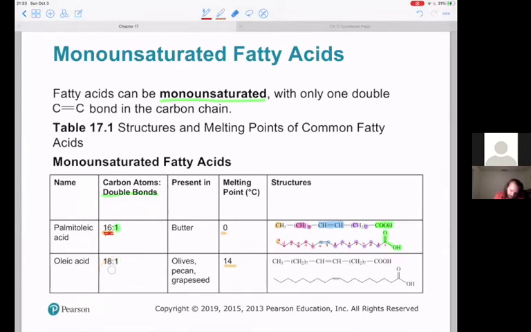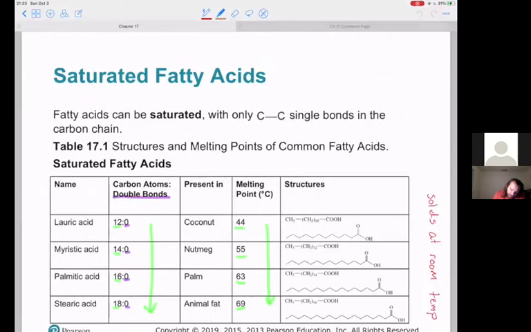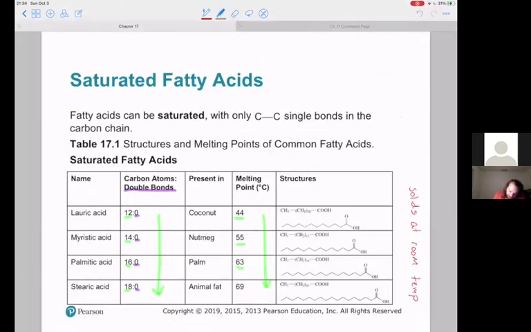Compare melting points. Oleic acid has a melting point of 14 degrees Celsius. So you have to be below 14 degrees for it to be a solid. Whereas stearic acid has a melting point of 69 degrees Celsius. Okay, so it's a solid all the way until you get to 69 degrees, and then it will melt, right? So that's a pretty big gap just by introducing that 1 double bond.